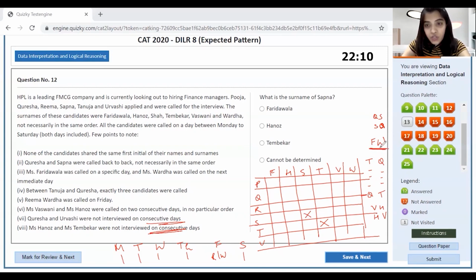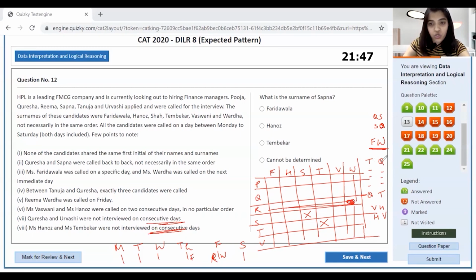Also, this Faridawala was called immediately before Wardha, right? All the next day. Now we know Rima Wardha was called on Friday, so Faridawala was on Thursday. We still don't know who Faridawala is. Then we have Rima Wardha. Let's just mark it here. This is Rima Wardha. So the rest of it is invalid.